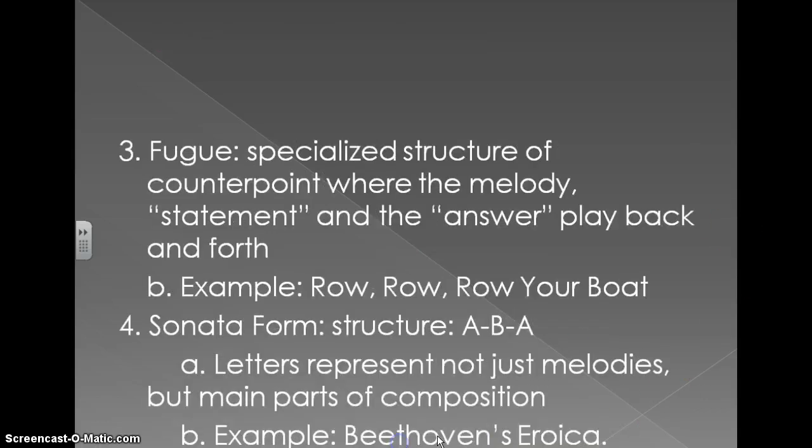All right, so then moving along, the definition of a fugue is a specialized structure of counterpoint. That's the key word there, where the melody, statement, and the answer play back and forth. It's back and forth, back and forth. And if you think about when you do Row, row, row your boat gently down the stream, merrily, merrily, merrily, life is but a dream, and then you sing it in rounds, that's kind of the way that works. All right, another form is sonata form.